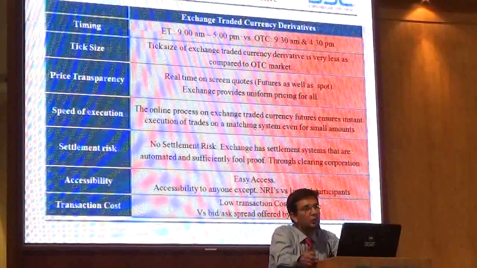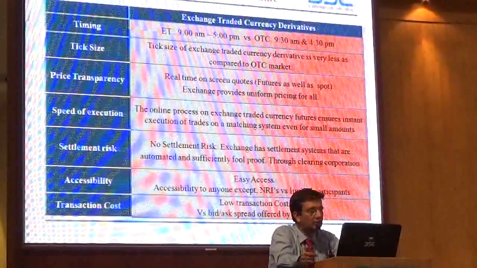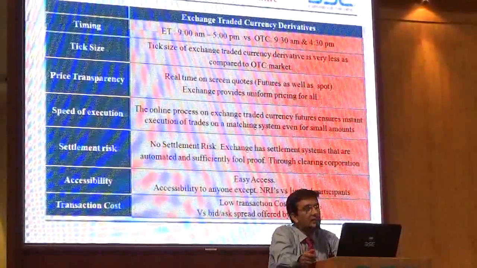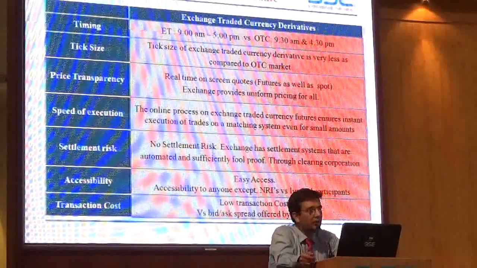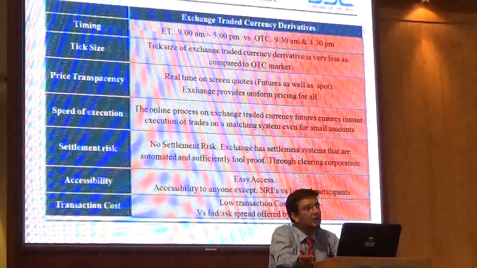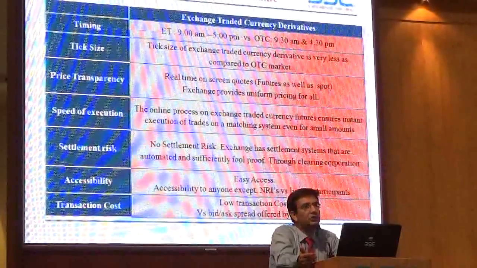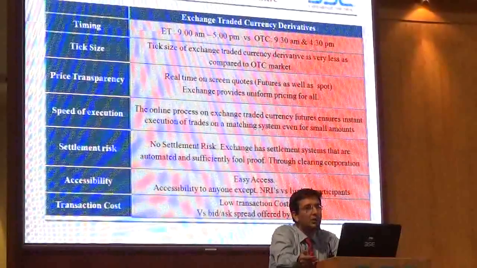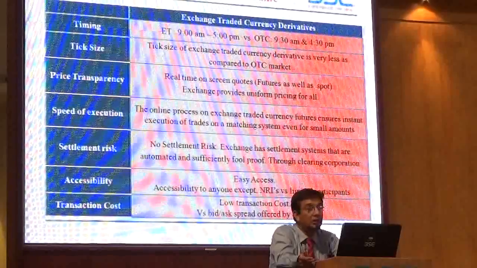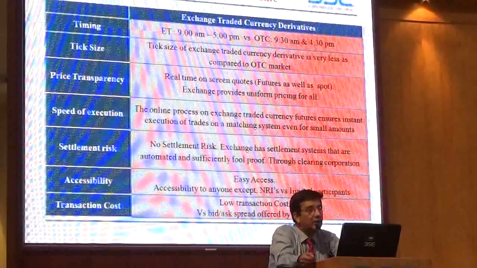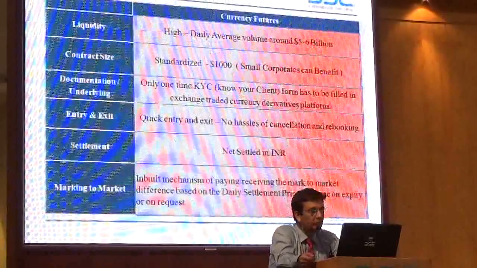Speed of execution is greater on the exchange. At one click you can have your contracts traded. There is no settlement risk because it is through the clearing corporation. Accessibility: anybody can access it. In the OTC market an individual cannot trade, but in the exchange market any individual, apart from NRIs, can participate. Transaction cost is very, very low compared to the OTC market.